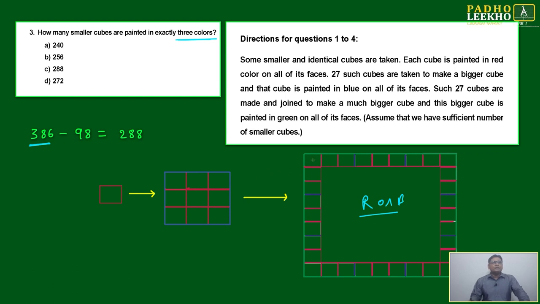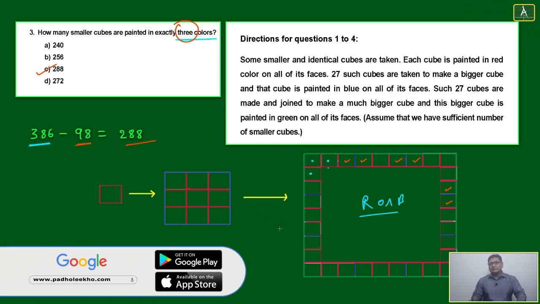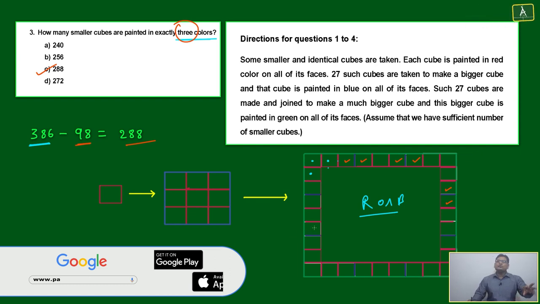Exactly three, how will we be able to identify? Just suppose here, you assume, this side it is red, this side only green, only two colors, but this one three colors. If you count, then total it will be 98, that we have to subtract, which are not having three colors, means only two colors. Corner you will just make the calculation, and this is one surface. If you calculate for all the surfaces, then finally we will get 288 cubes that are having exactly three colors.